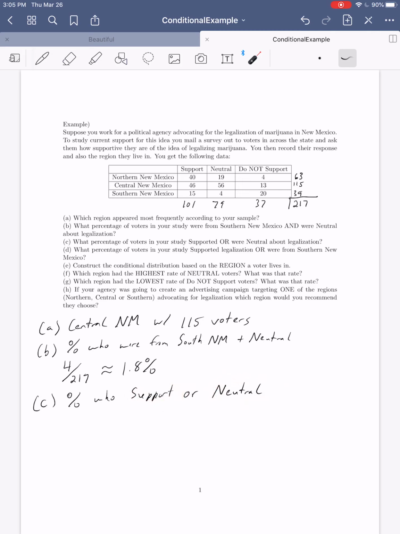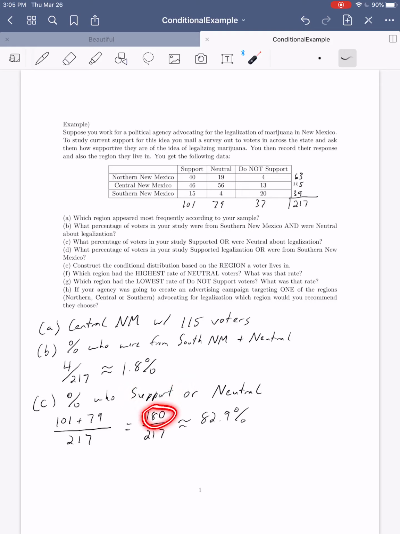We don't care what region they're from, so we're looking at the column totals here. We know that there were 101 people who supported and there were 79 who were neutral. So we will do this by taking 101 plus 79 and then dividing by that 217. If we do that, 101 plus 79 should come out as 180 out of 217. And then we can do 180 divided by 217, and we can see that that was about 82.9%. So 82.9% of our sample were people who either supported legalization or felt neutral about that.